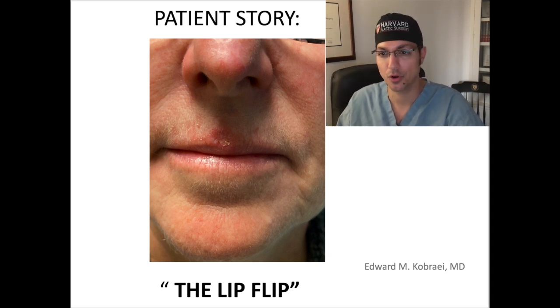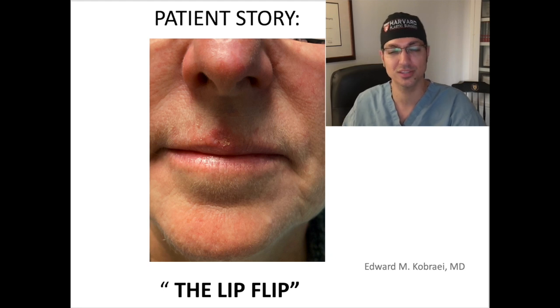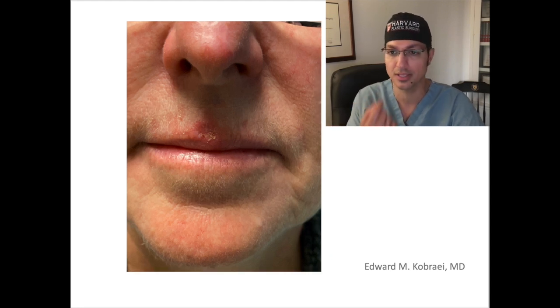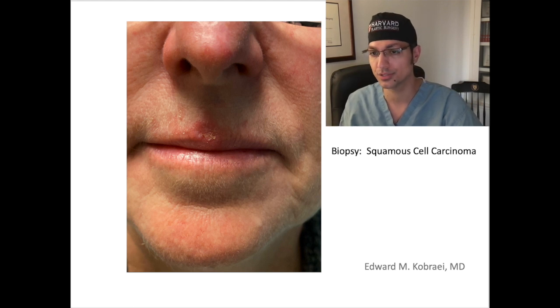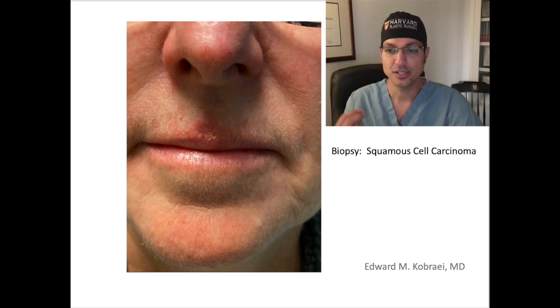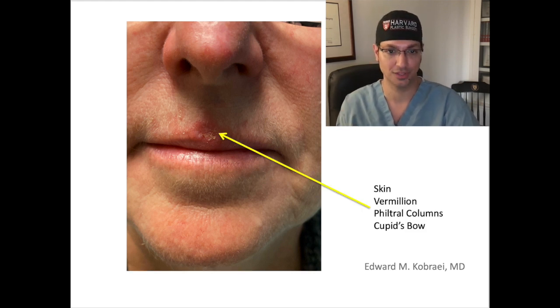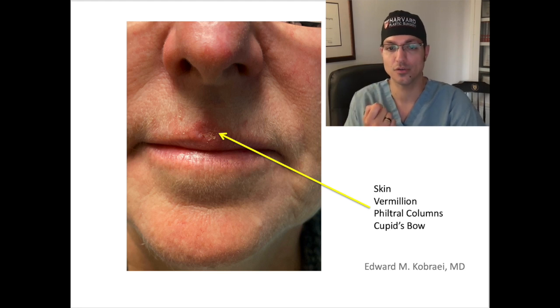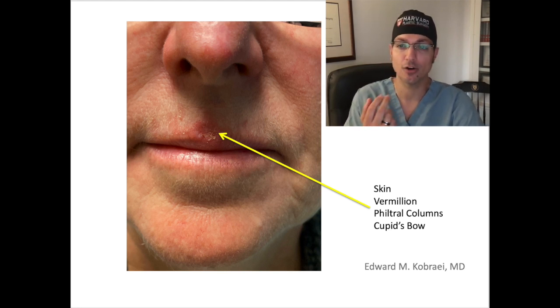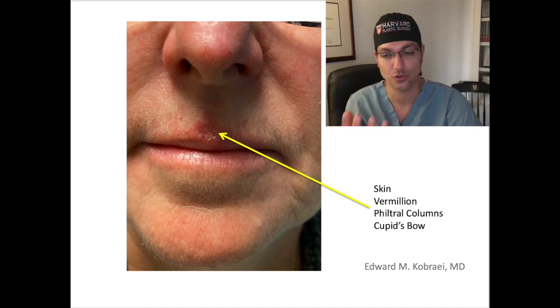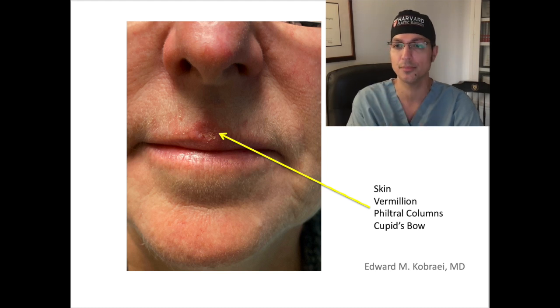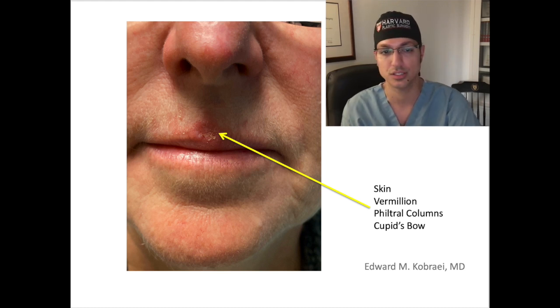So this 63-year-old presented to one of our dermatologists with this fairly innocuous appearing upper lip lesion. Now, this was a biopsy-proven squamous cell carcinoma. You can see it's very unfortunately positioned on the lip. It involves the skin. It involves the vermilion and the vermilion border and white roll. It involves both philtral columns and the space between. It involves the Cupid's bow component. So really all the critical landmarks of that central subunit of the upper lip are involved with this lesion.